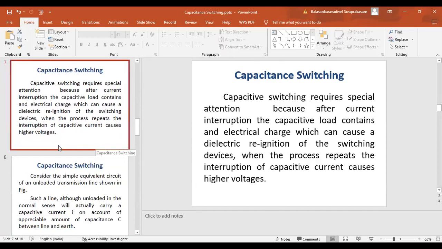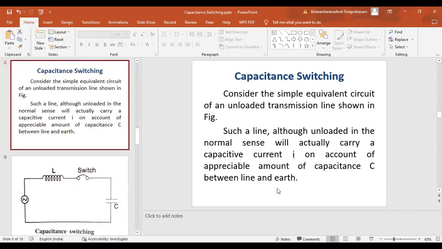Now, let us discuss what is meant by capacitive switching. Capacitive switching requires special attention because even after the current interruption in the circuit, there may be a presence of electrical charge that may cause a dielectric reignition of the switching devices. When the process repeats, interruption of capacitive current causes higher voltages. So while doing capacitance switching, we should ensure that all the charges are discharged from the system. Otherwise, it may cause higher voltages in the power system.